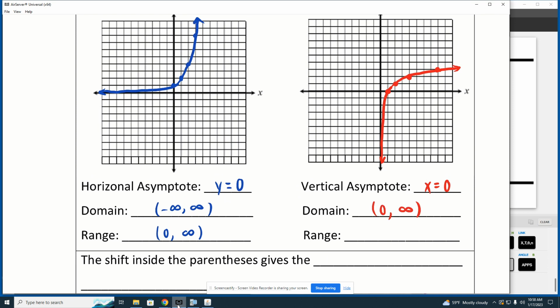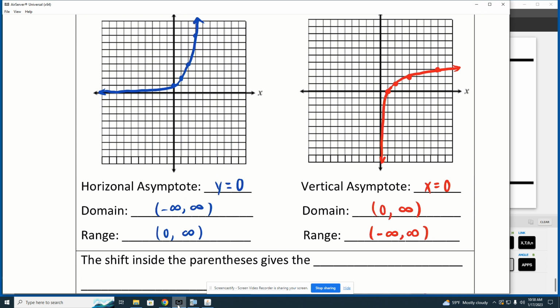Now I can go to the right forever, but it cannot go past that vertical asymptote. What about range? Can it go down forever? Yes. Can it go up forever? So the range is unlimited. So what do you notice? What's the connection between the exponential function and the logarithmic function?